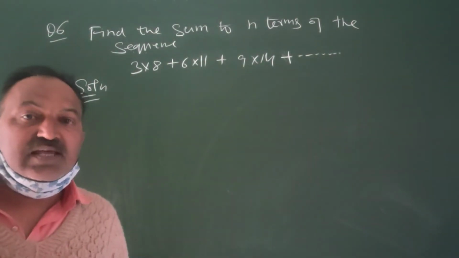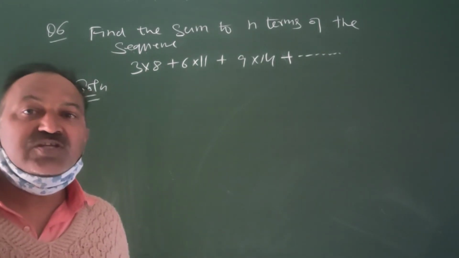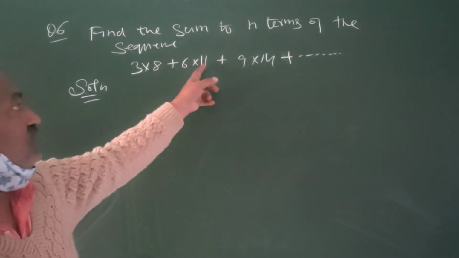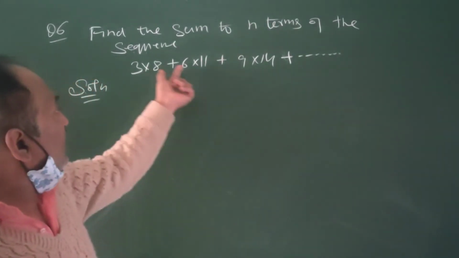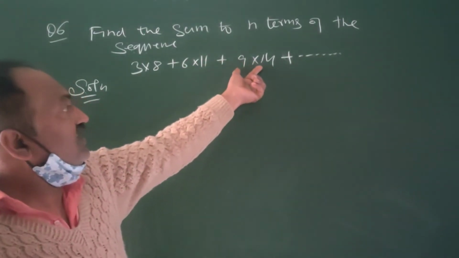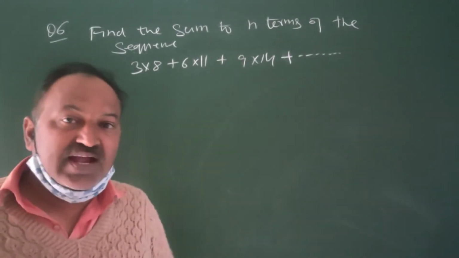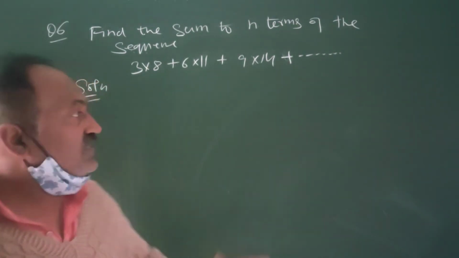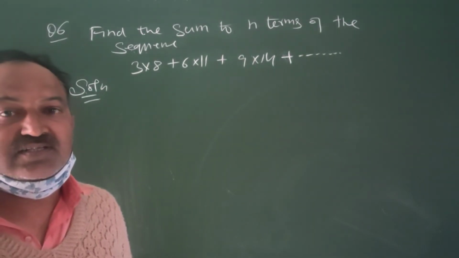Now question number 6, exercise 9.4, a very important question from the examination point of view. Find the sum to n terms of this sequence 3 into 8 plus 6 into 11 plus 9 into 14 plus and so on. If we multiply these numbers with each other, then we will get a sequence that is not in AP and not in GP. Hence, it is a special type of sequence whose Sn is required.